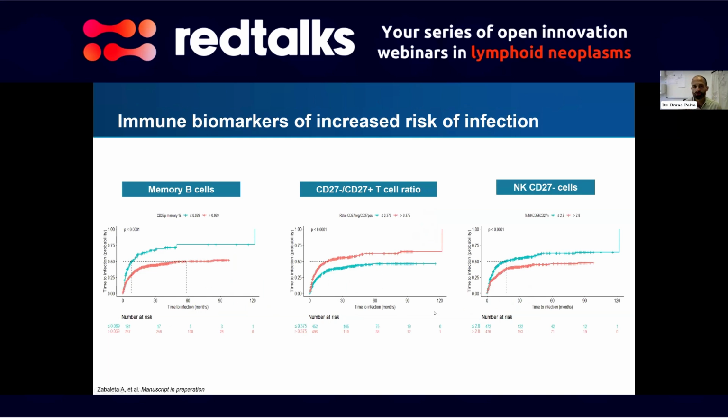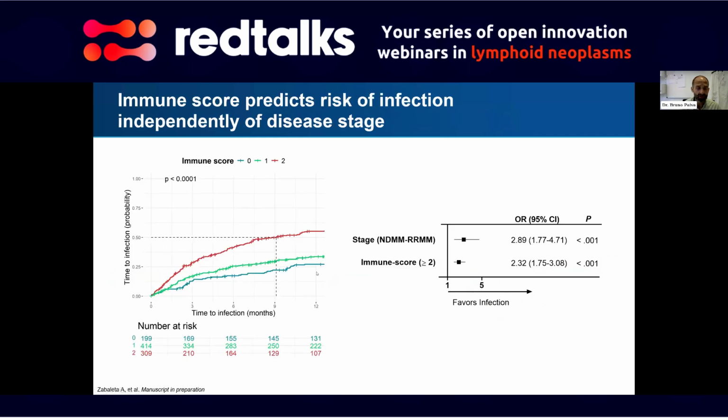And the reason why I emphasize those other cell types is because what we are seeing is that there are at least three immune biomarkers that can help identifying patients at higher risk of infection. And these are lower percentages of memory B cells, lower CD27 negative to positive T cell ratio, as well as a higher percentage of NK CD27 negative cells. And importantly, if we combine the three immune biomarkers into an immune score, you can see how the risk of infection increases over time in patients having none, one, or two or more immune risk features, and how this immune score is independent of disease stage in a multivariate analysis.